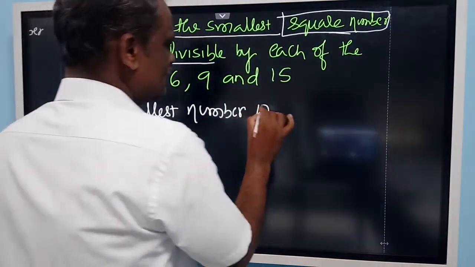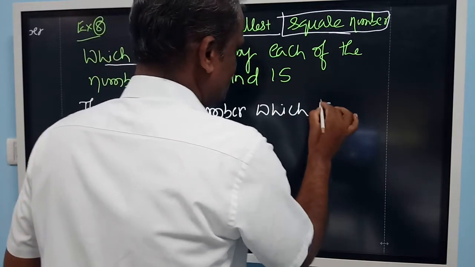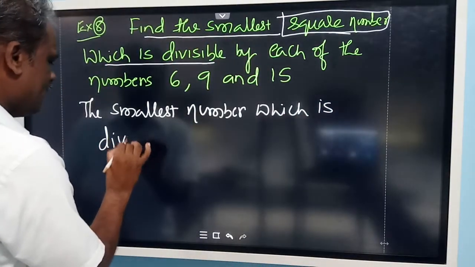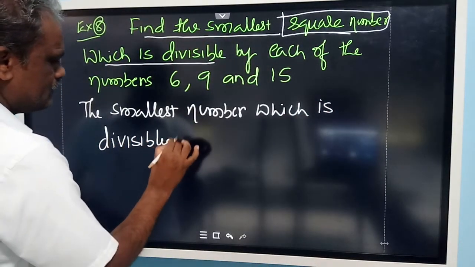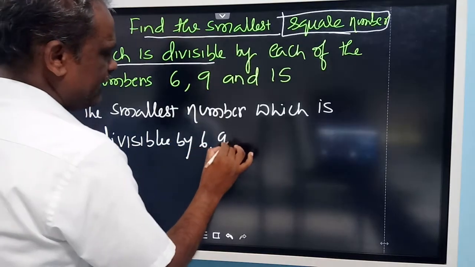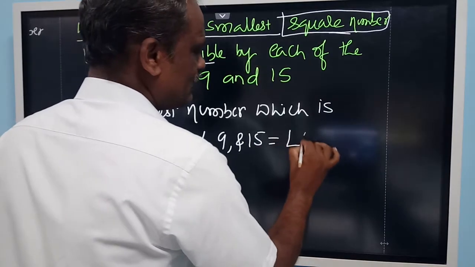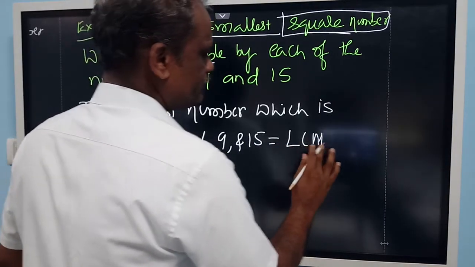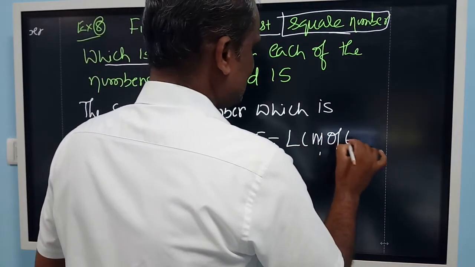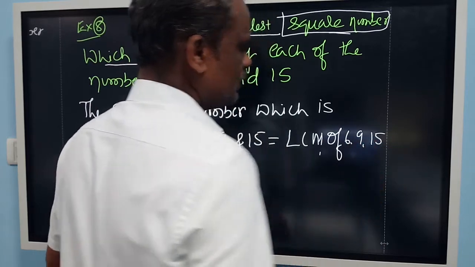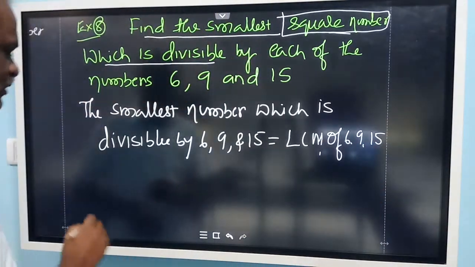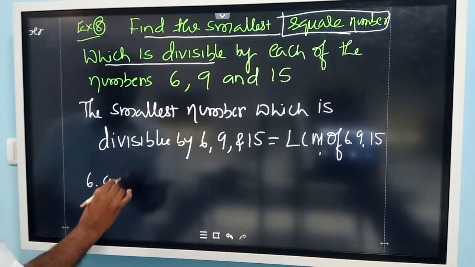The smallest number which is divisible by 6, 9 and 15 is nothing but the LCM of 6, 9 and 15. You need to find the LCM of 6, 9, 15. What is the LCM of 6, 9, 15?